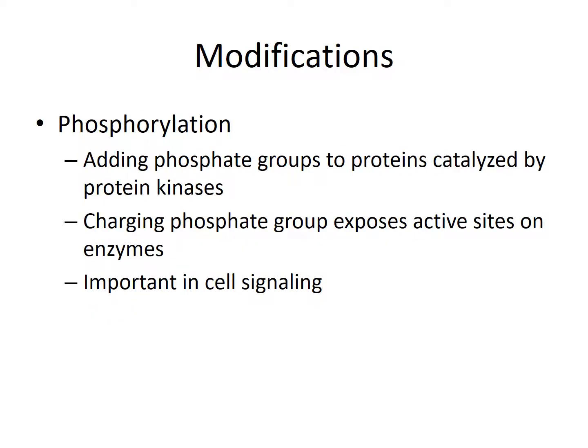The last thing that can happen to proteins is called phosphorylation, which hopefully you realize that means you add phosphate groups to the protein. And protein kinases help with the creation of these phosphoproteins, and they are really important in cell signaling and sending messages from cell to cell.